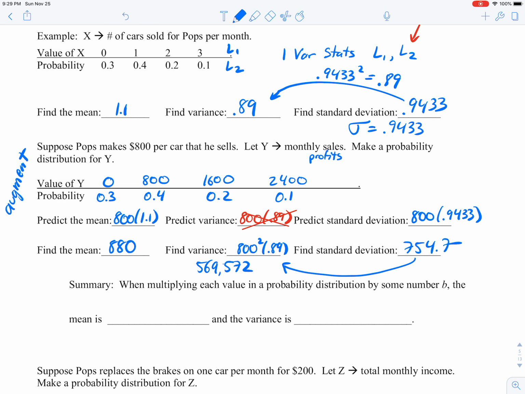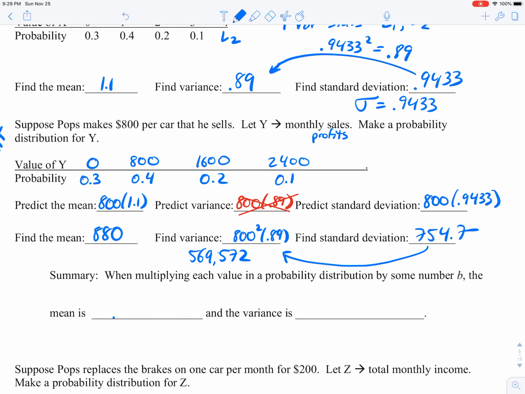When multiplying each value in a probability distribution by some number b, the mean is multiplied by b, and the variance is multiplied by b squared.